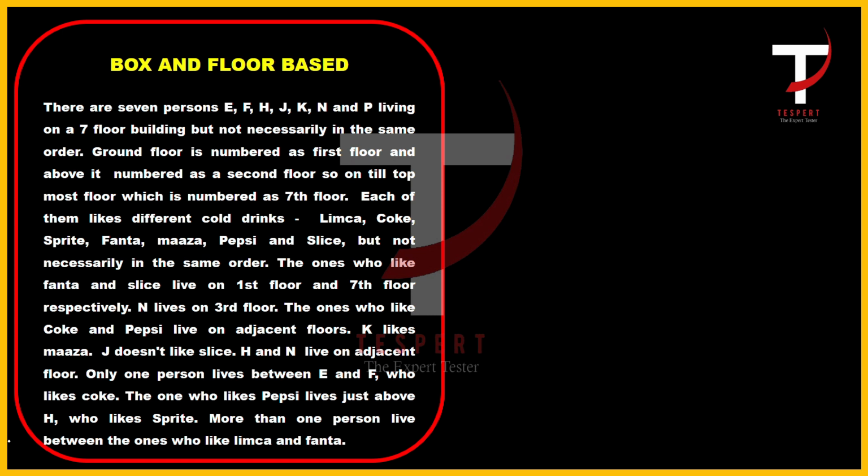Yeah. So there are 7 persons, E, F, H, J, K, N and P, living on a 7 floor building, but not necessarily in the same order. Ground floor is numbered as first floor and above it numbered as a second floor and so on till topmost floor, which is numbered as 7th floor. Each of them likes different cold drinks, Limca, Coke, Sprite, Fanta, Maza, Pepsi and Slice, but not necessarily in the same order, right? So we shall take 3 columns. Okay, 7 persons in 7 floors.